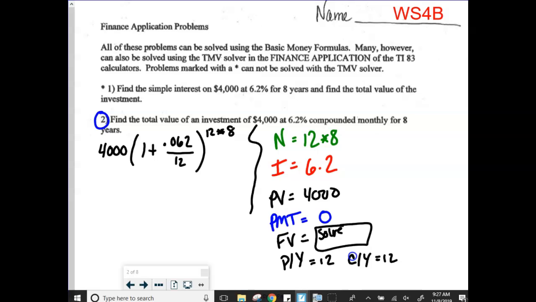So if I already knew I was going to use TVM solver a whole bunch on my homework assignment or on my test, maybe I'd also use it here. Once you get all that data entered and you hover in the screen part where it says future value, do that alpha enter thing. And either way, y'all should be getting the same answer, which I didn't write down. What is it?